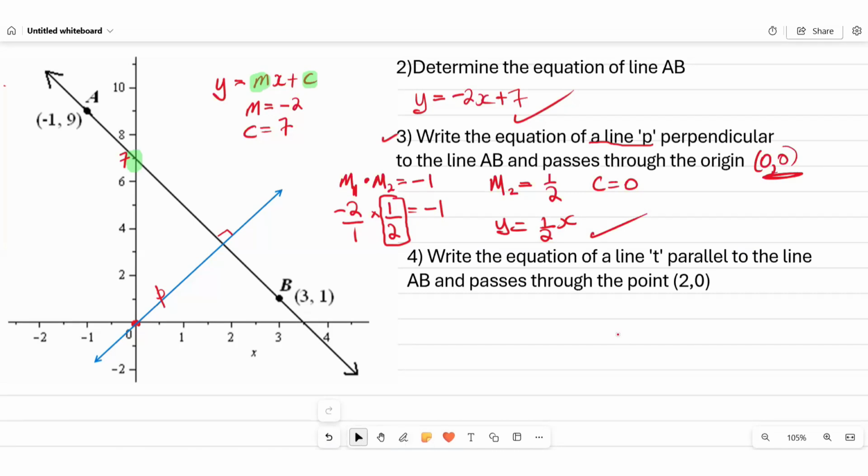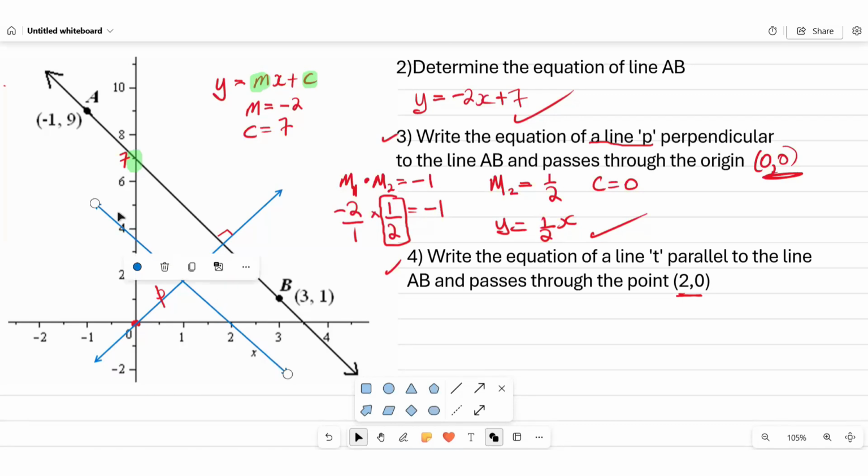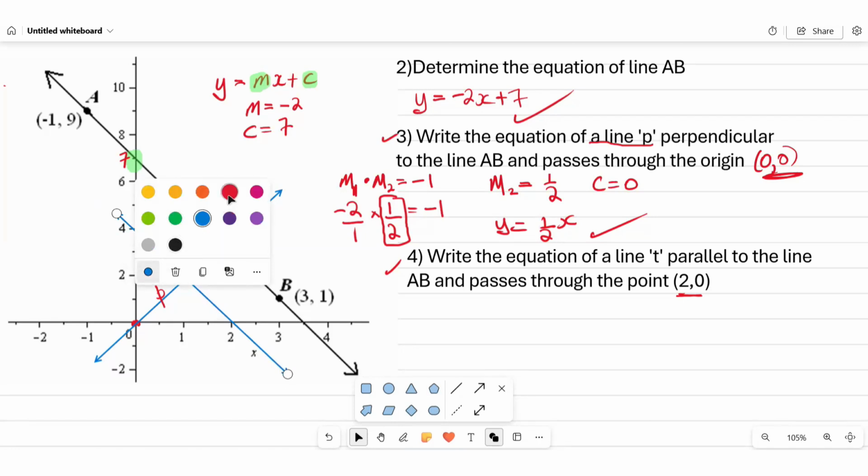Let's take a look at our last question. For our last question here at number 4, we want to write the equation of a line T, and this line T is parallel to AB and it passes through the point (2, 0). So what are they looking for? Well, they're looking for a line that looks something like this, okay? This line right here would be parallel. This is the line that we're referring to. So, let me put it in another color, maybe red, it is parallel to AB and it passes through (2, 0) there.